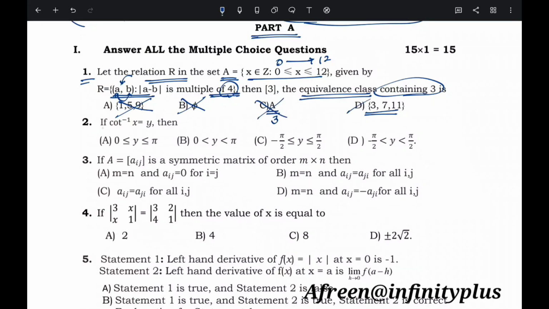Next question: if cot inverse of x is equal to y, then they are asking the range of cot inverse of x. You people are well aware that it varies from 0 to pi.